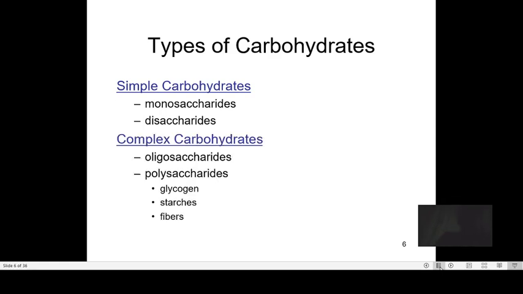Now, we also have what we refer to as complex sugar, like I mentioned earlier. Under the complex sugar, you have what we refer to as oligosaccharides, that is from 3 to 10 molecules of simple sugar. Then we have polysaccharides, that is many sugars. Examples of polysaccharides are glycogen, starches, and fibers.